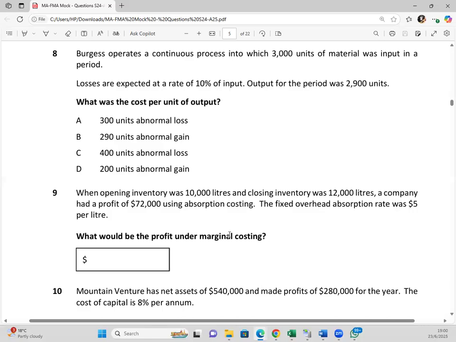So for absorption costing in this case, let's check. The opening inventory was 10,000 liters and the closing inventory was 12,000. So what's happening? The closing inventory is higher than the opening. So if the closing inventory is higher than the opening, it means absorption costing has reported a higher profit.